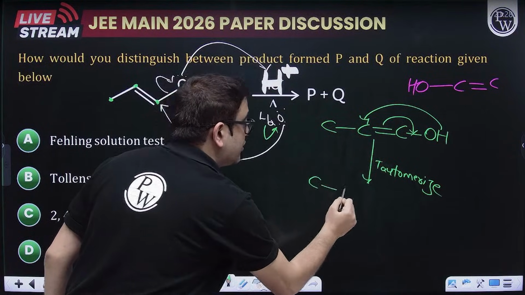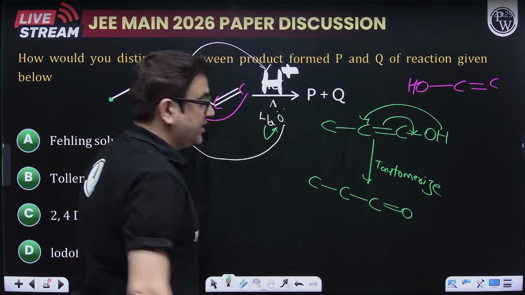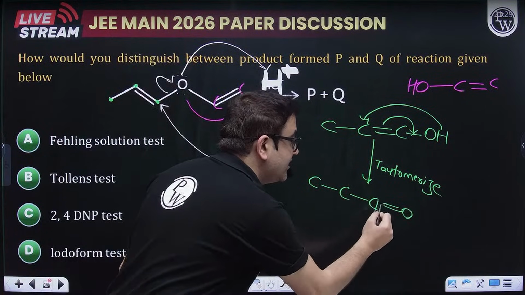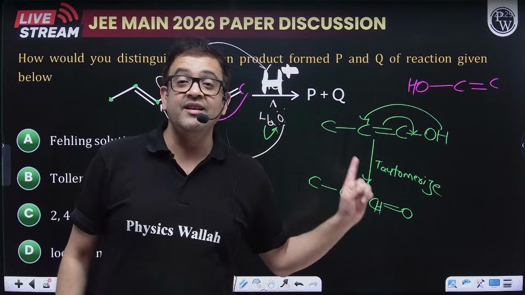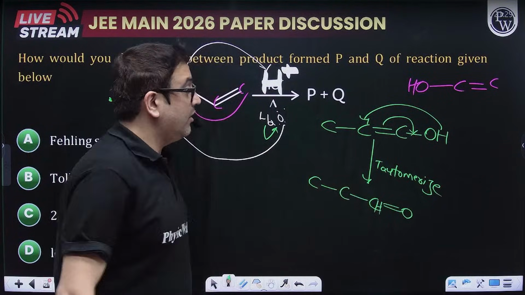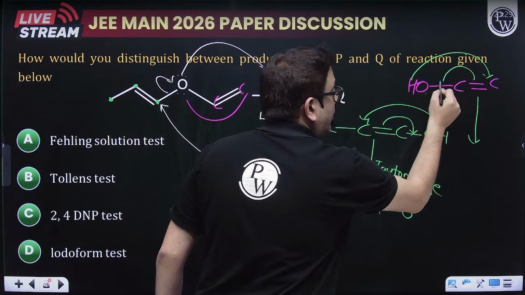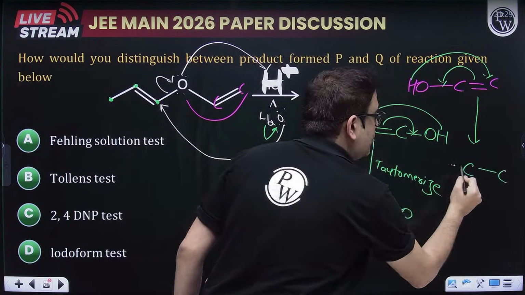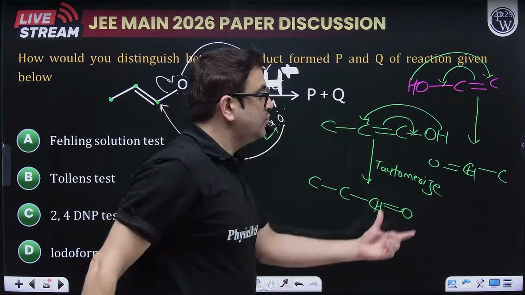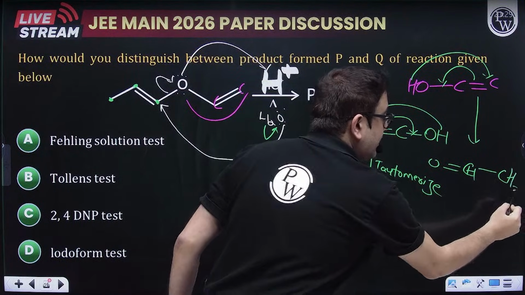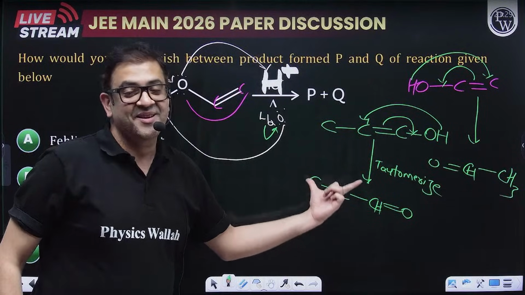I hope you know what is tautomerism. You should know, because here it is applied. So what you have got, sir, it is a 3 carbon aldehyde, propanal. Now, what about this one? When this gets tautomerized, H here, double bond here, so this becomes a 2 carbon aldehyde. So this 2 carbon aldehyde is ethanal, this 3 carbon aldehyde is propanal.